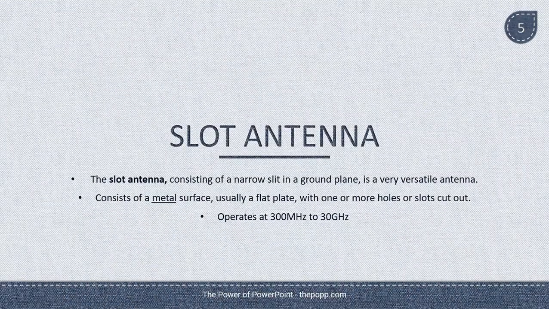So a slot antenna, consisting of a narrow slit in a ground plane, is a very versatile antenna. It consists of a metal surface, usually a flat plate with 1 or more holes or slots cut out. It operates at 300 MHz to 30 GHz. It is a type of antenna with an opening cut of certain dimensions in a metallic conductor which is excited using a 2-wire transmission line or coaxial cable, known as a slot antenna.